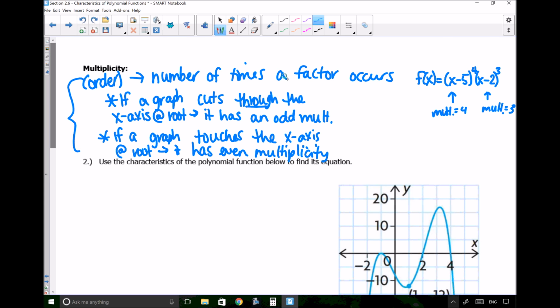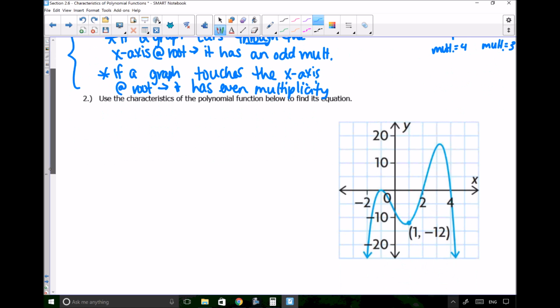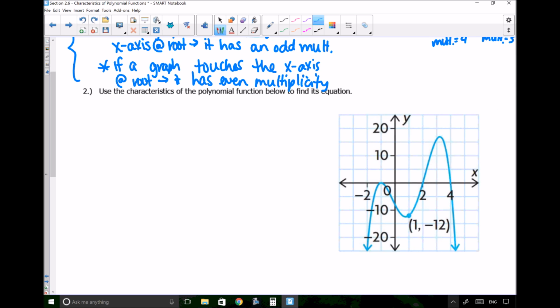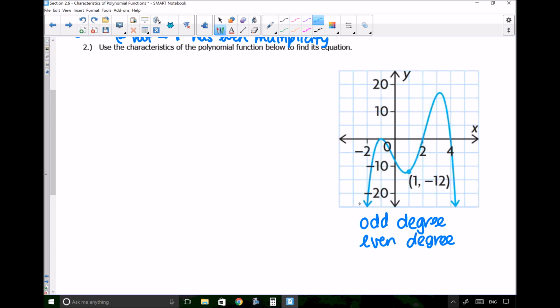So use the characteristics of a polynomial function to find its equation using this graph right here. The first thing that you need to be aware of is, is this going to be an odd degree or an even degree? Well, remember, if it's an odd degree, then it approaches negative infinity from one side and positive infinity from the other side. If it's even, it approaches either both negative infinity or both positive infinity. Since this is approaching negative infinity on both sides, we can conclude that it has an even degree.